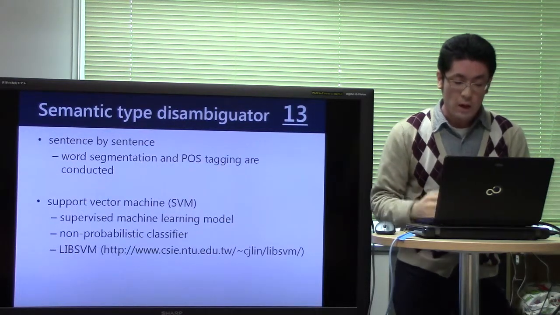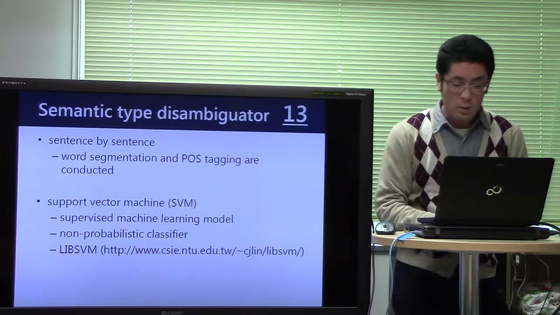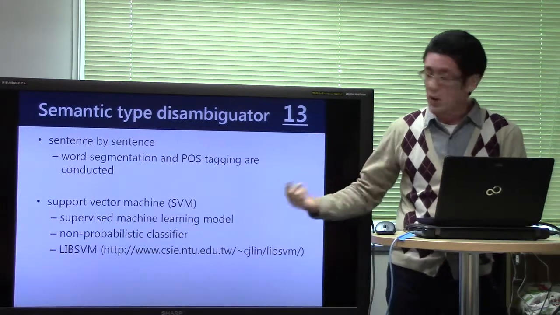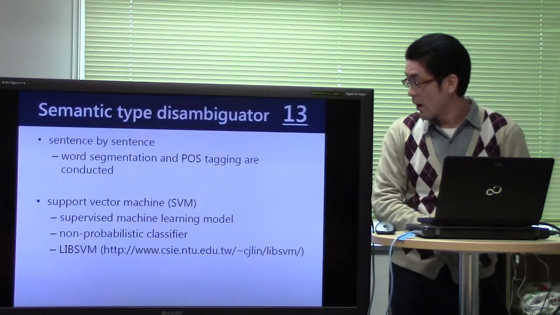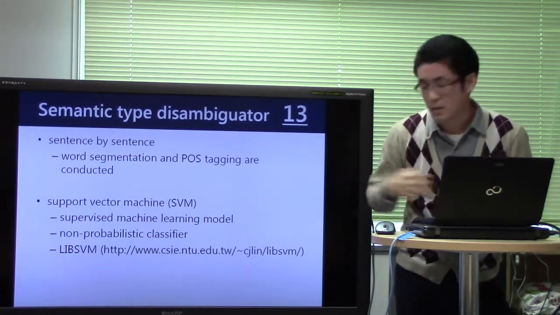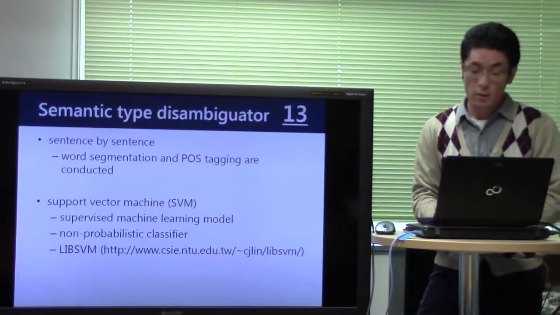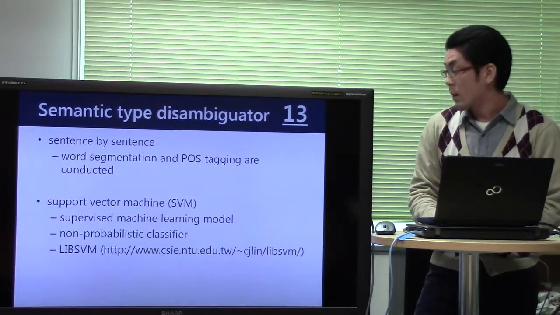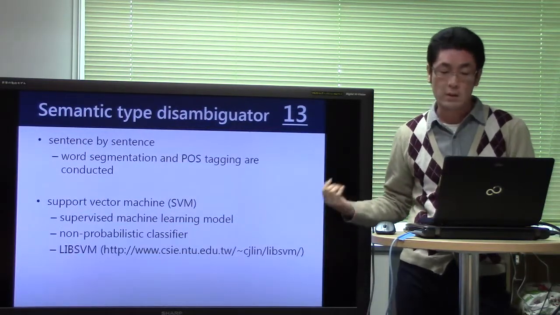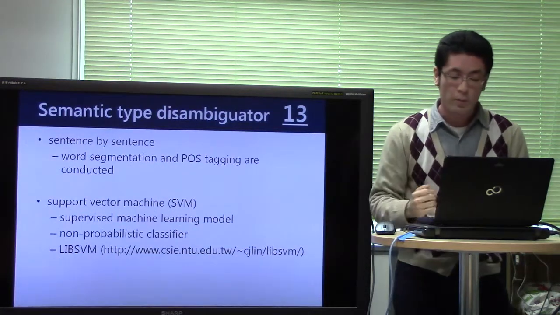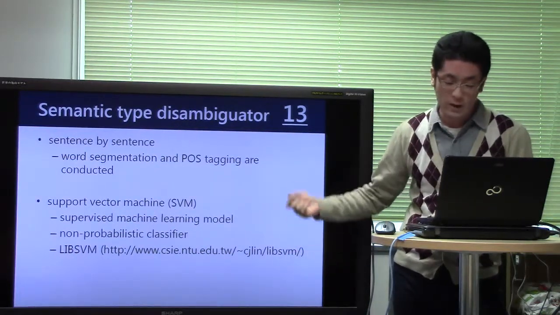We treat the disambiguation as a classification problem, so we use the support vector machine (SVM) for disambiguation. SVM is a supervised machine learning model, and we can make a non-probabilistic classifier with SVM. We apply the libSVM library for SVM.